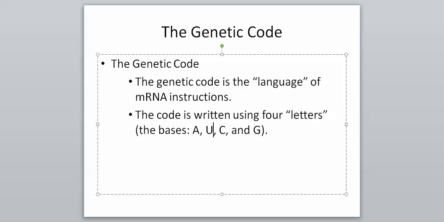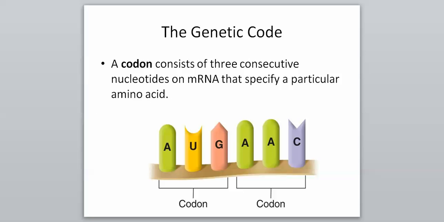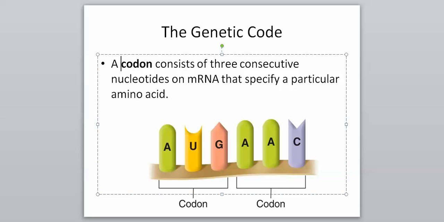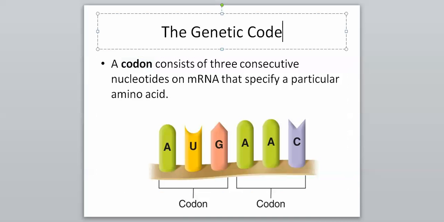Some more specifics about the genetic code: it consists of things known as codons. Remember, a codon is part of the genetic code, and it consists of 3 consecutive nucleotides on mRNA, the building blocks A, U, C, and G, that specify a particular amino acid. And amino acids are basically the building blocks of proteins. So in order for us to make proteins, we need amino acids. In order for us to make amino acids, we need codons. So these codons will specify what amino acids to make.